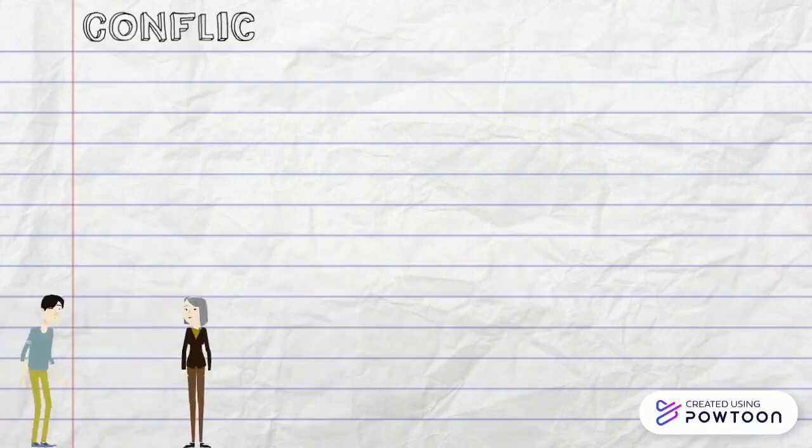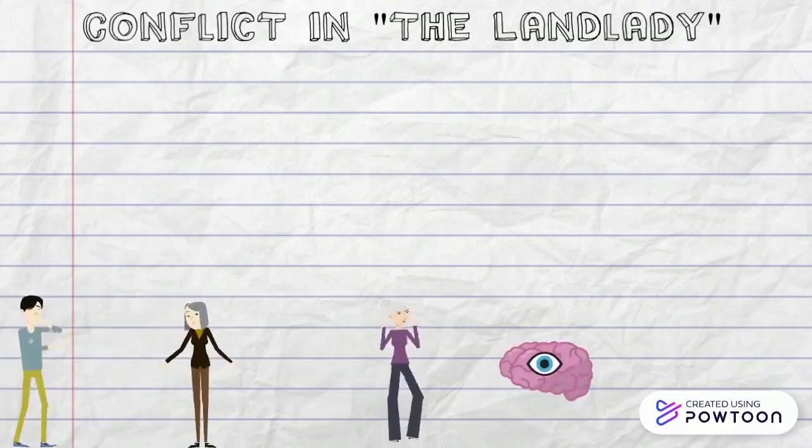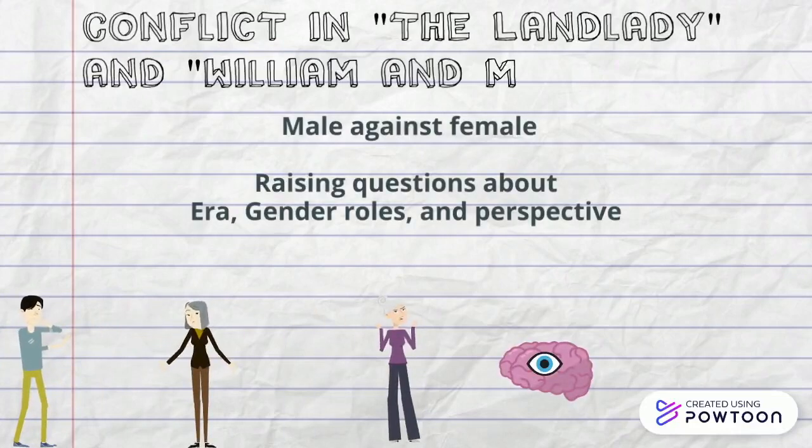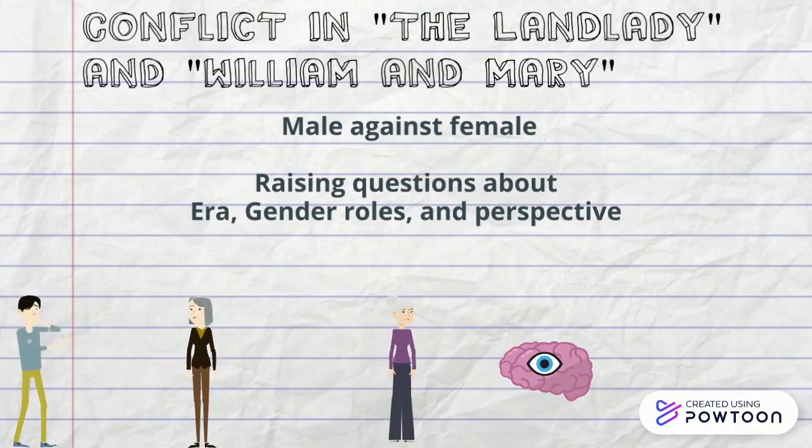Good for Mary. Kind of leads us to the conflict in both stories, male against female, raising questions about the era it was written in, the gender roles, and the perspective both the male and female characters had. You can have a lot of deep discussions, and also enjoy the story at the surface level.